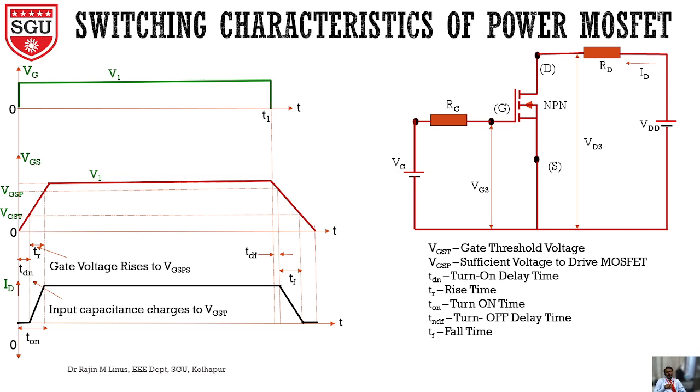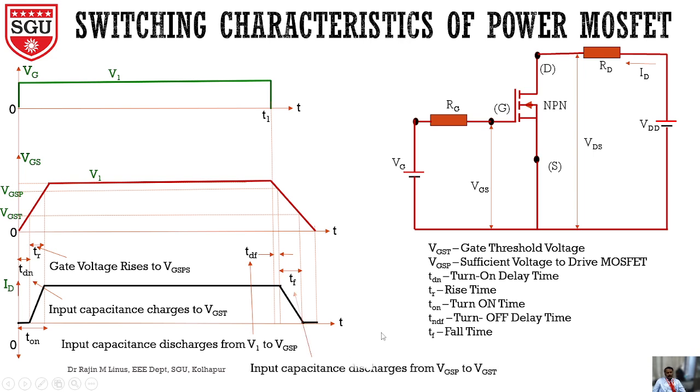During the rise time, the gate source voltage will increase from VGST to VGSP. Then what is meant by turn off delay time? The turn off delay time is nothing but the input capacitance discharging from V1 to VGSP. The capacitance is already fully charged. Therefore, once we cut off the gate voltage, this capacitor voltage will start to reduce from V1 to VGSP.